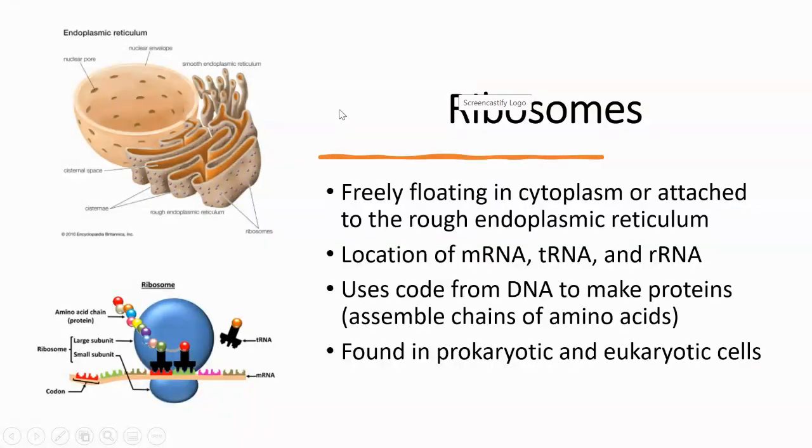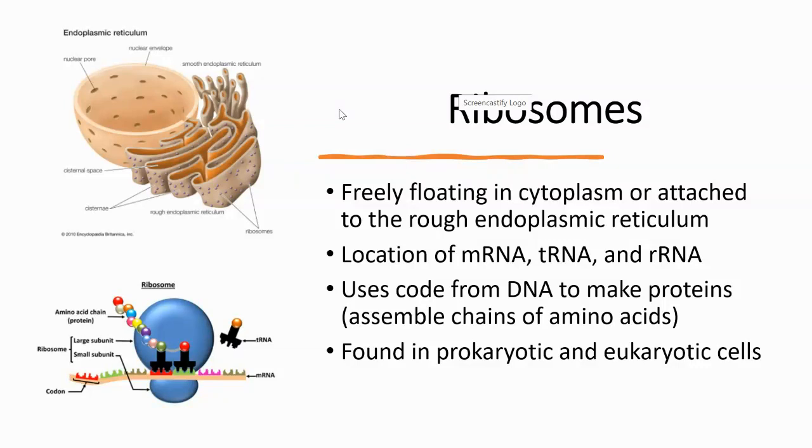Which leads us to the next organelle relationship, ribosomes. Ribosomes can be found on the rough endoplasmic reticulum, but they can also be found freely floating in the cytoplasm. This is the destination where messenger RNA ends up going from the nucleus. It's the area where you have transfer and ribosomal RNA, and that RNA is there to assemble chains of amino acids or to make proteins.